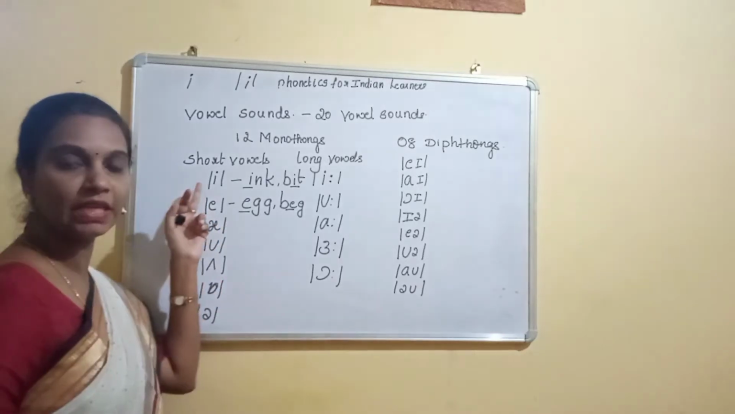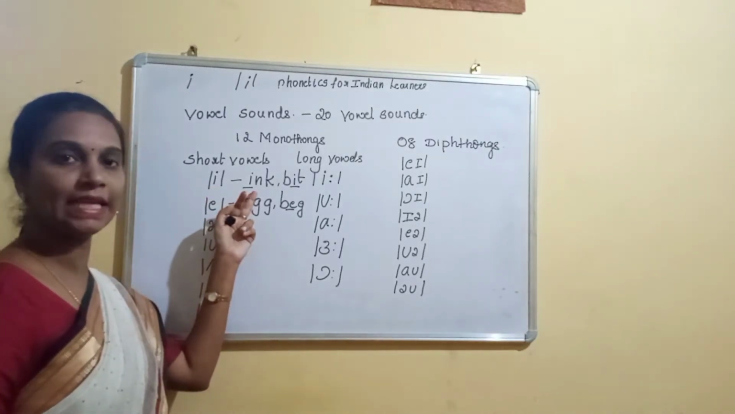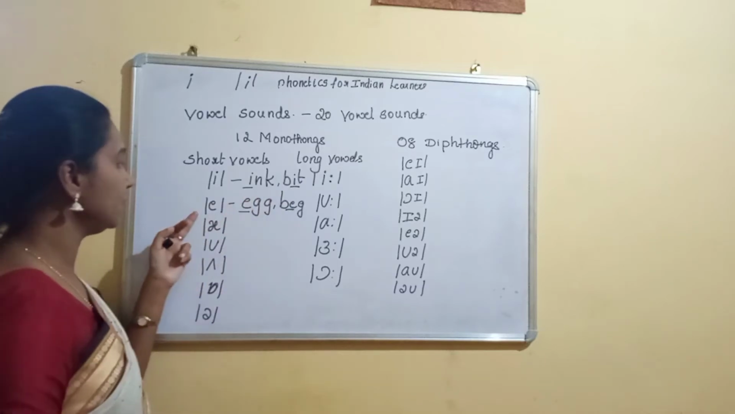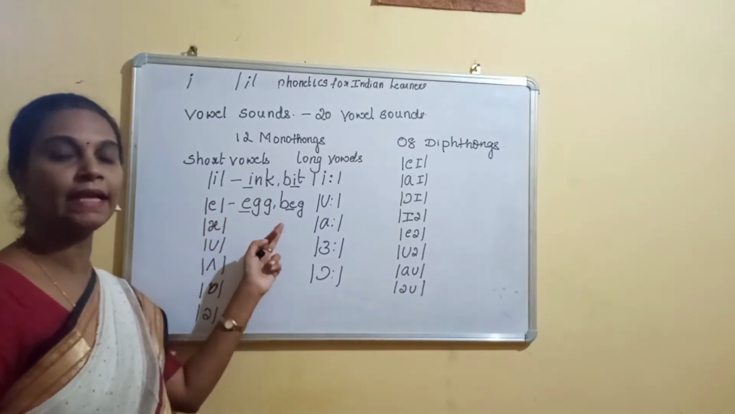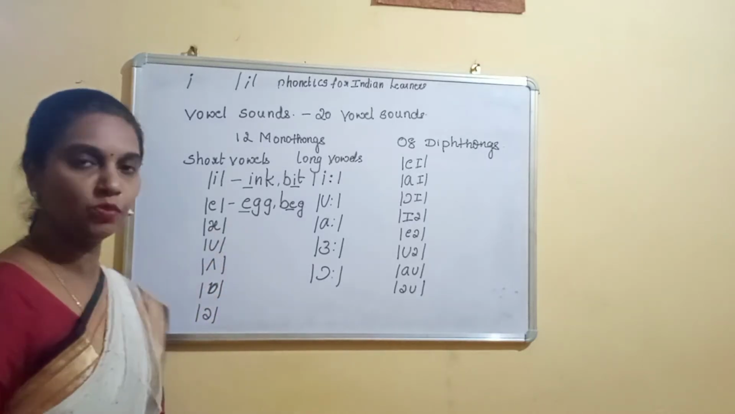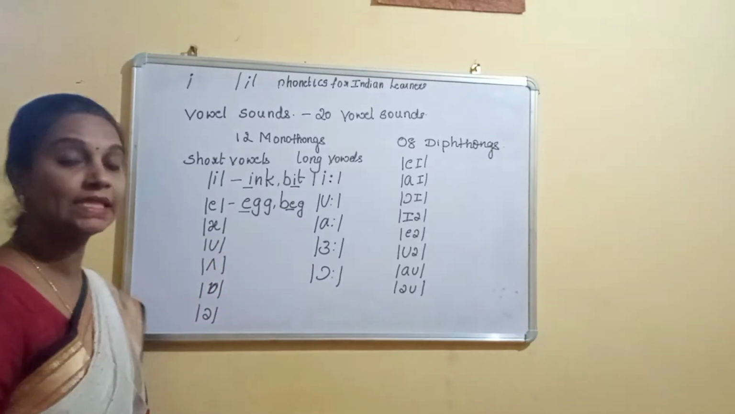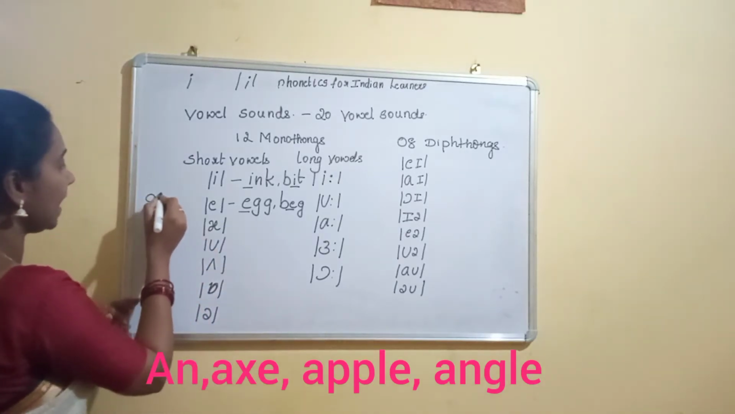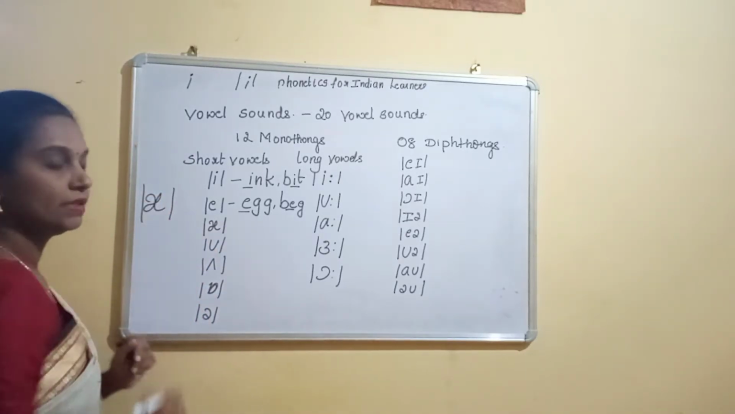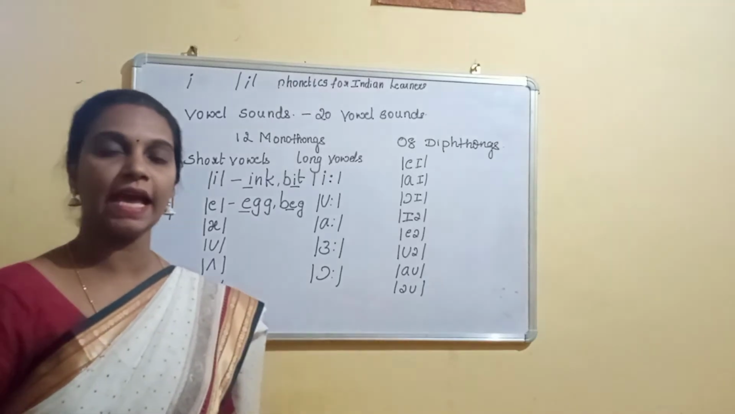This is the first sound, E. Examples are ink and bit. And this is the sound A, and the examples are egg and beg. Now let's move to the next sound. This sound is A. This is the way we write this sound. This sound is articulated as a.